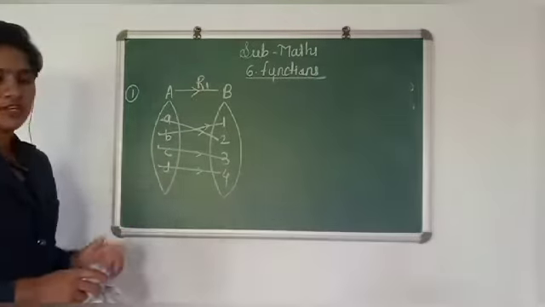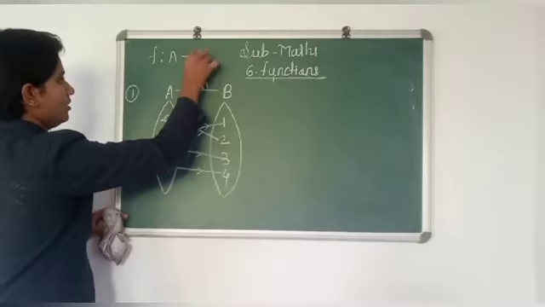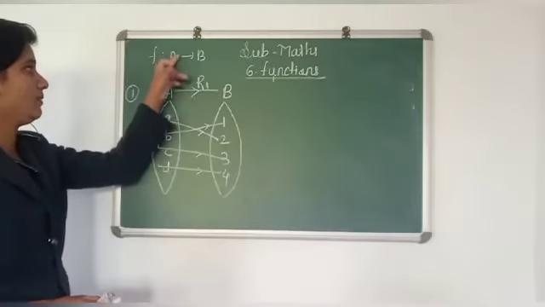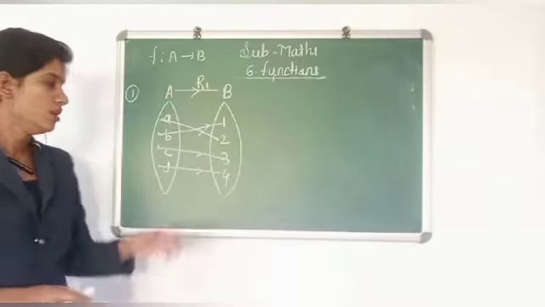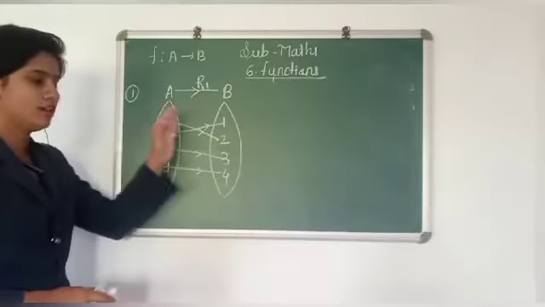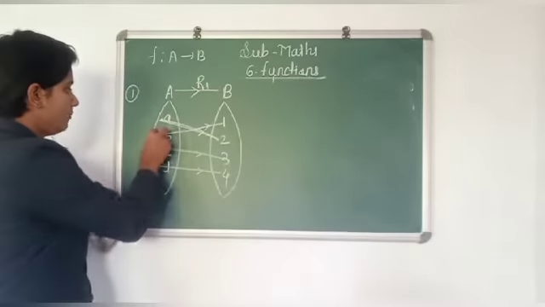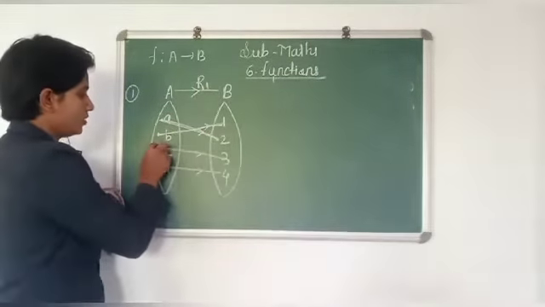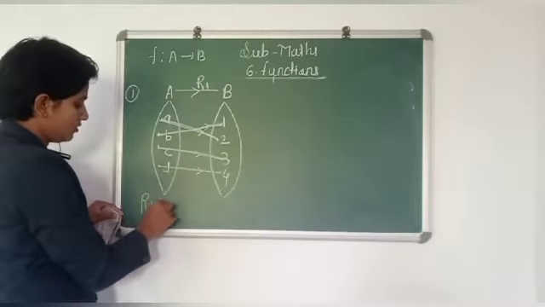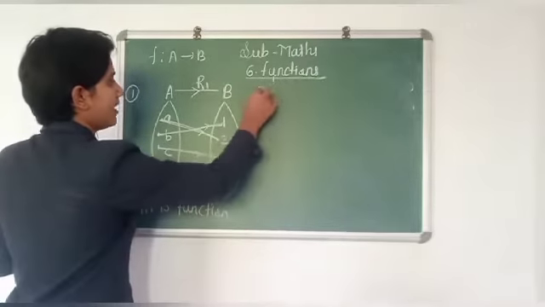So what is the definition of function? A function f from A to B is called a function if every element of set A has a unique image in set B. Now observe here, there are four elements A, B, C and D, and all have a different image in set B. That means A goes to 2, B goes to 1, C goes to 3 and D goes to 4. So this R1 is a function.